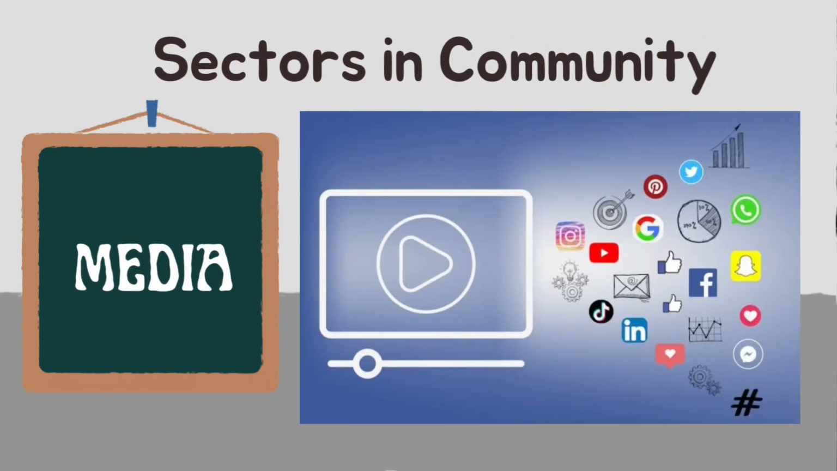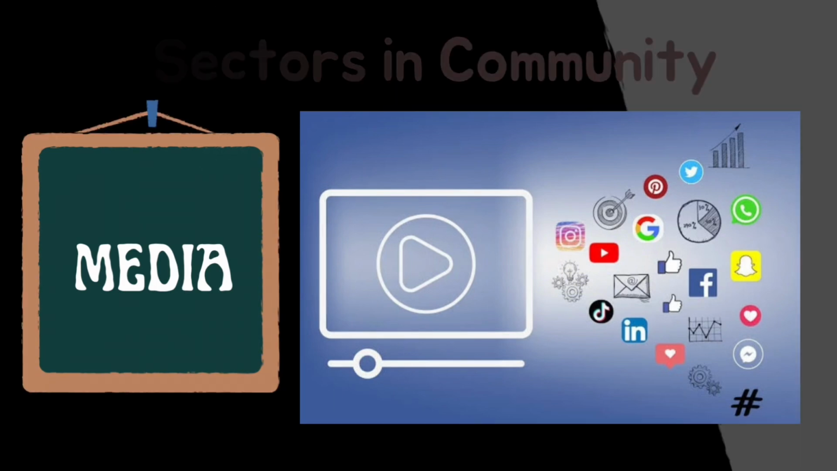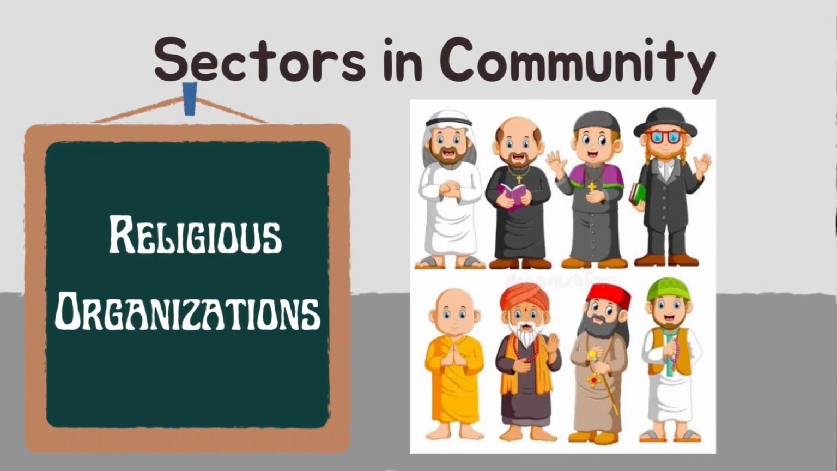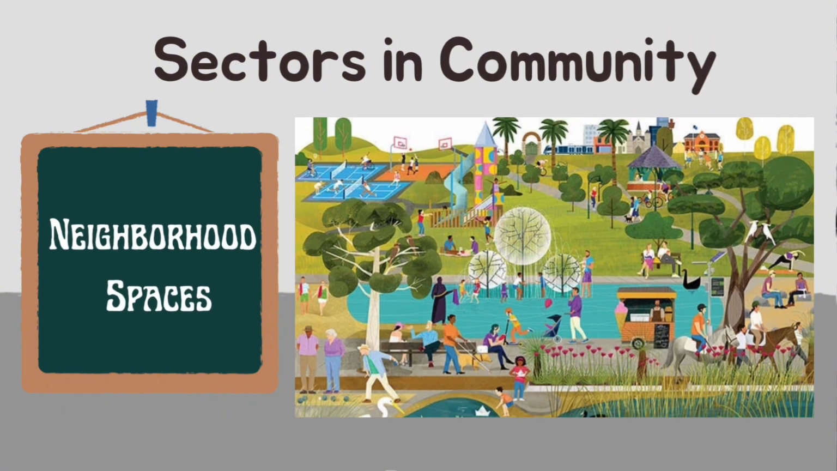Media, television, radio, and online platforms can help spread awareness and positive representation. It is also important to reach religious organizations. Churches and places of worship should have ramps and sign language interpreters. Lastly, neighborhood spaces, such as playgrounds, village stores, and local events should be inclusive as well.